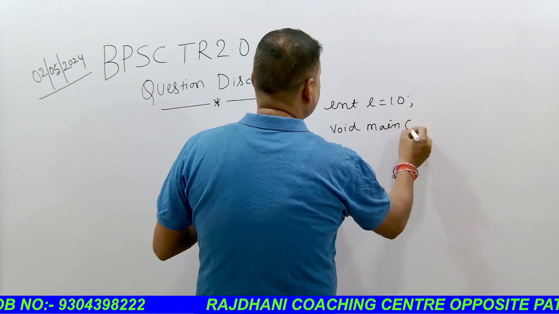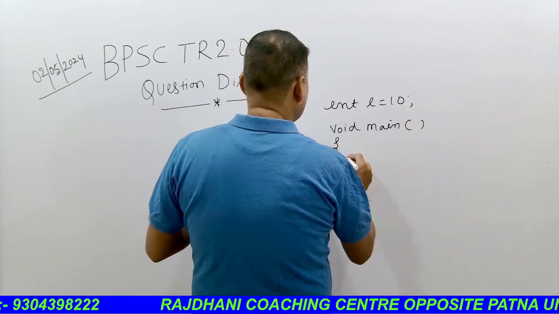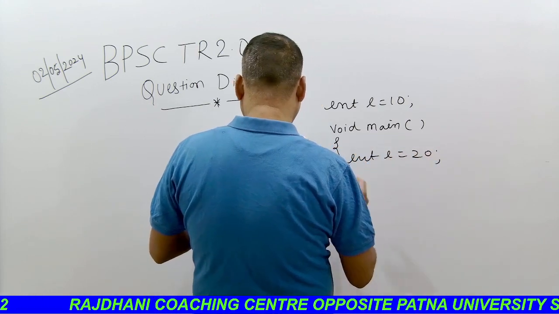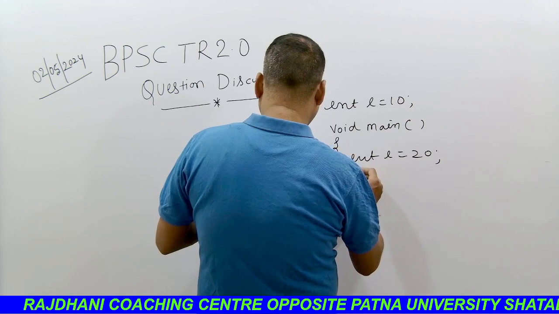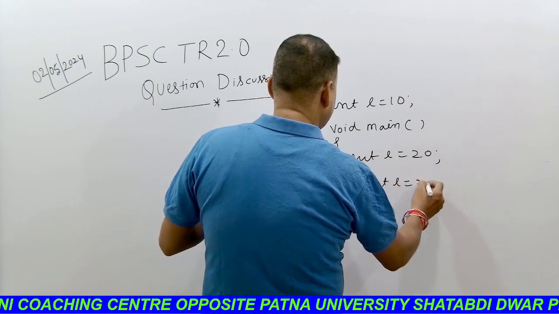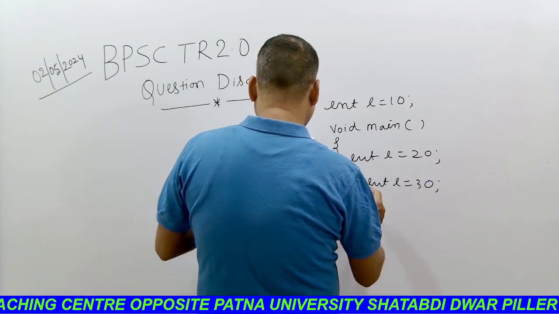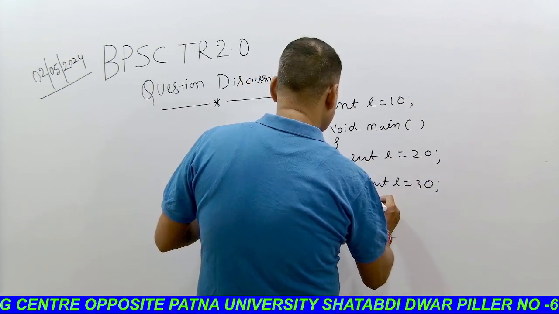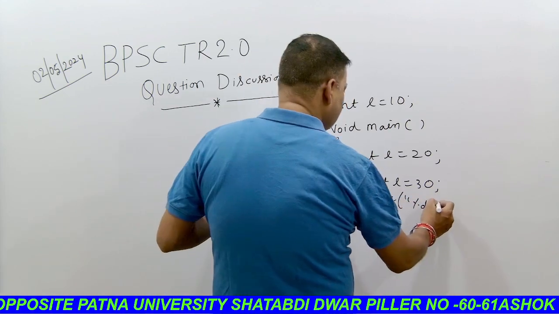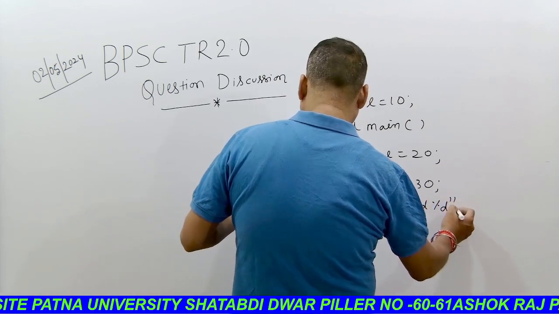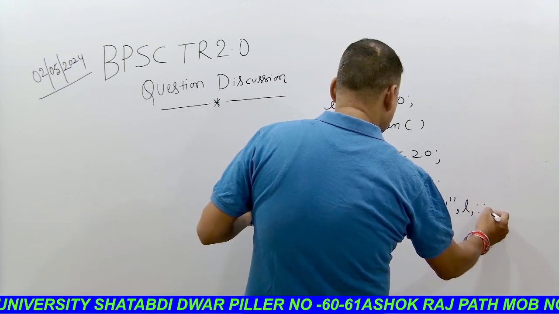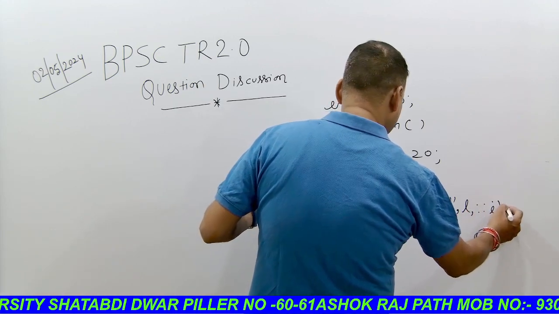void main, int i is equal to 20. And again, int i is equal to 30. Now printf, %d, i, comma, the scope resolution operator, i.